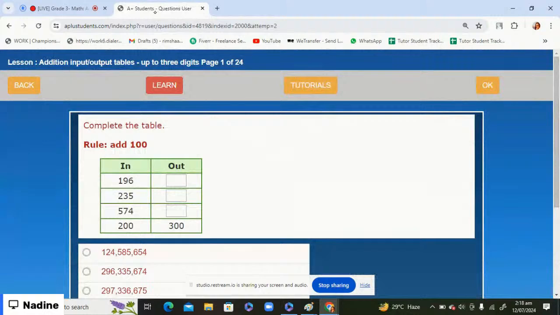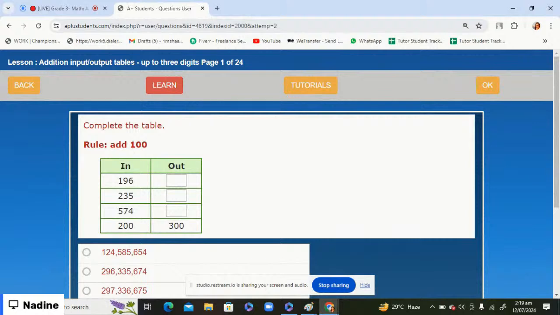So now you all tell me the answer of this one. Here is complete the table, and the rule is add 100. So everyone tell me, what is the answer? First one is 196, then 235, third is 574, and the fourth is 200.